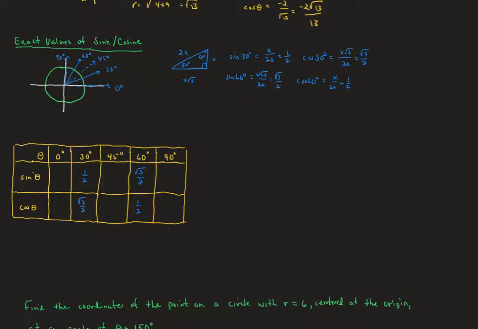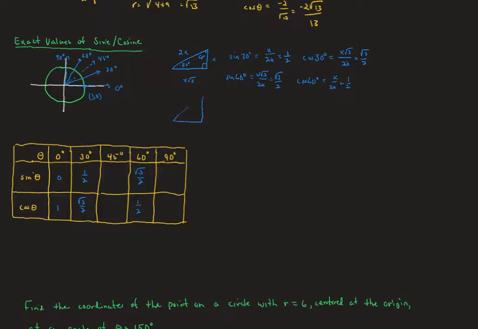Now we know that at 0 degrees, since that's a unit circle, the coordinates of that point are 1, 0. The cosine of 0 degrees is the x-coordinate of that point, and the sine of 0 degrees is the y-coordinate of that point.